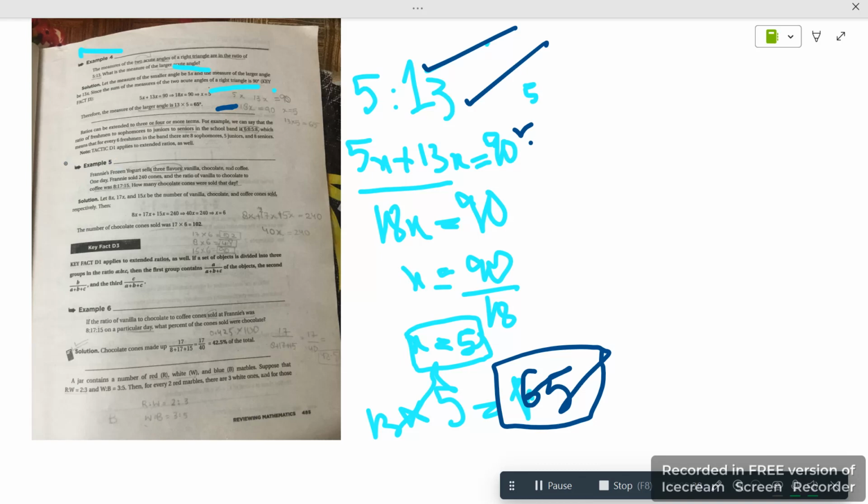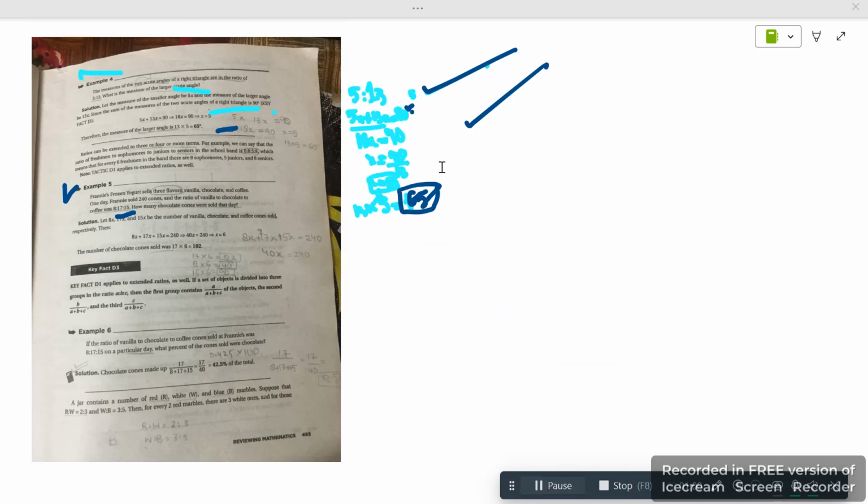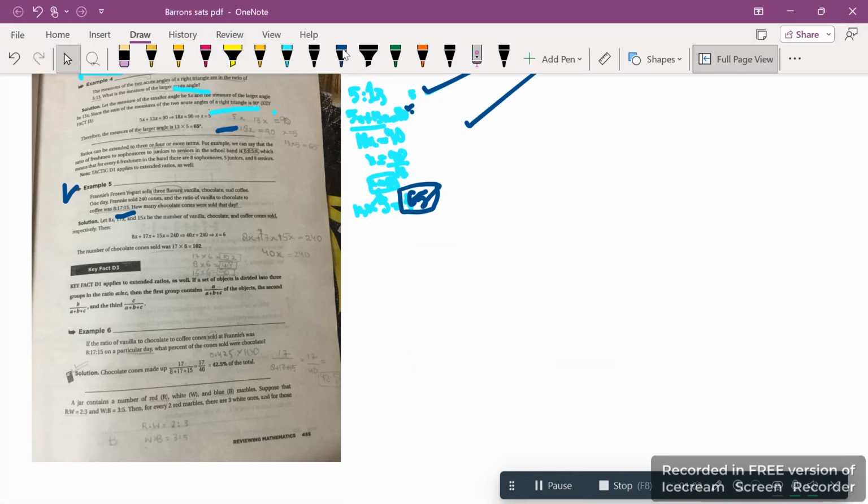Now here is example 5. You can read this. This is very easy. So Frankie's frozen yogurt sells 3 flavors: vanilla, chocolate and coffee. One day Frankie sold 250 cones and the ratio of vanilla, chocolate to coffee was 8, 17, 15. How many chocolate cones were sold that day? So now let me just remove this. This is also a very easy question, I think.